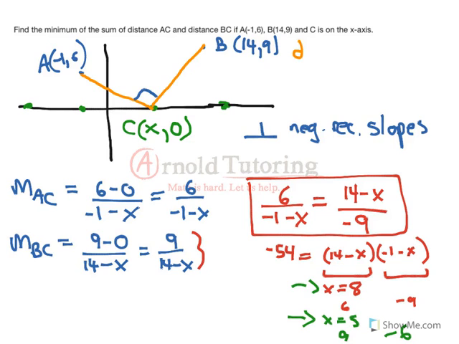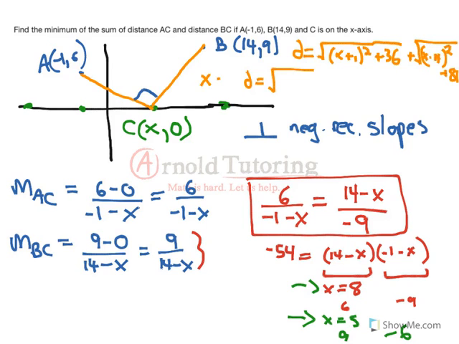So let's get the distance formula. The distance between the two is going to be the square root of, we should know our distance formula, y2 minus y1 squared plus x2 minus x1 squared. So for AC, it's going to be x plus 1 squared plus 36, which is just 6 squared. And the other one will be x minus 14 squared plus 81, which is 9 squared.